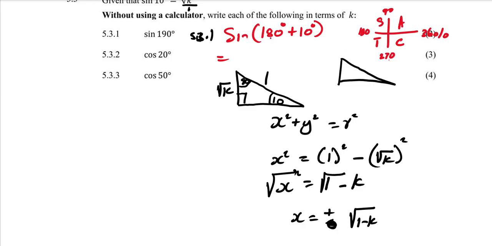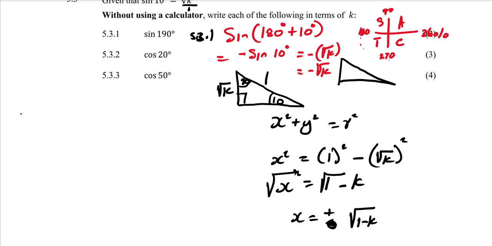So here we have 180 plus, and we know that 180 plus is in this quadrant. In this quadrant, only tan is positive. It means that sine will be negative sine 10 degrees. So I'm going to put a negative, and then sine 10 degrees, we know that it is the square root of k. So our answer is negative root k.